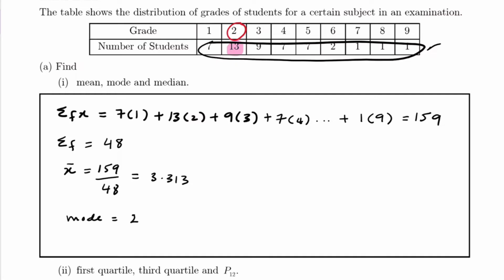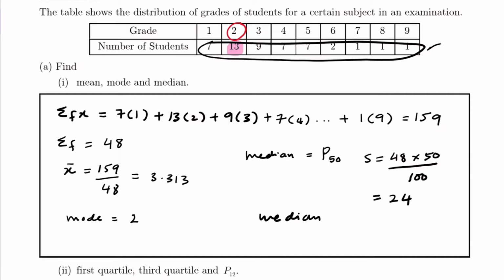To find median, it's actually equal to P50, which is half of the data. So s is equal to the number of students, 48, times 50 over 100. So we'll get the answer as 24. So the median is equal to the 24th observation plus the 24th observation over 2.